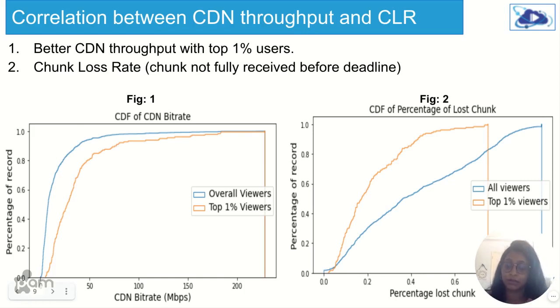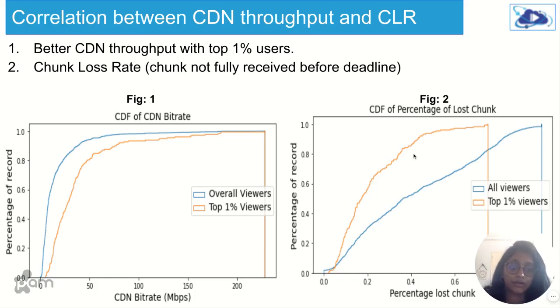The correlation coefficient between CDN bitrate and the chunk loss rate for overall viewers is minus 0.47, whereas for the most active top 1% viewers, it is minus 0.7. Ideally, we do expect these values to be negative, as the better the access link of the user is, the less likely it is to miss the deadline while sending or receiving a chunk. From this perspective, the CLR is highly correlated with the CDN throughput performance, and thus it is a good estimator for the reception quality of the viewers.